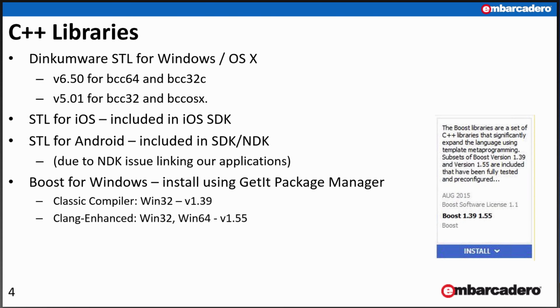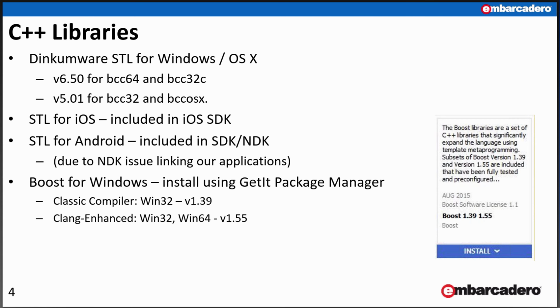For libraries, we have the Dinkumware standard library for C++ for Windows and OS 10, version 6.5 for BCC64 and the 32-bit Clang enhanced compiler, and version 5.01 for BCC32 and BCC OS 10. We use the standard library for iOS that's included in the iOS SDK, and we use the standard library that's included in the SDK NDK for Android.